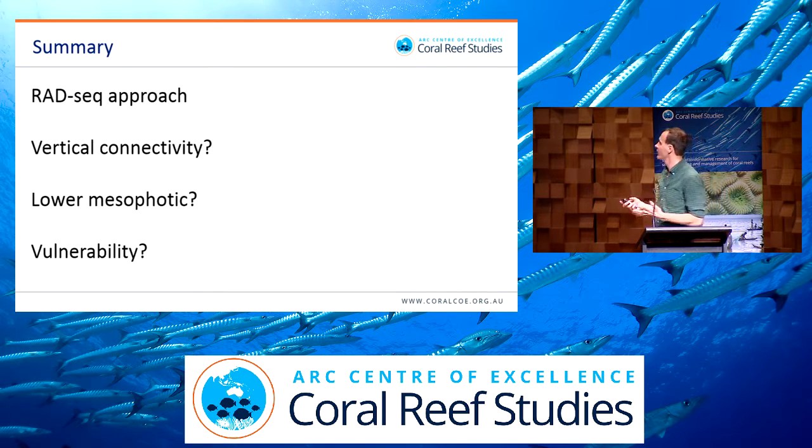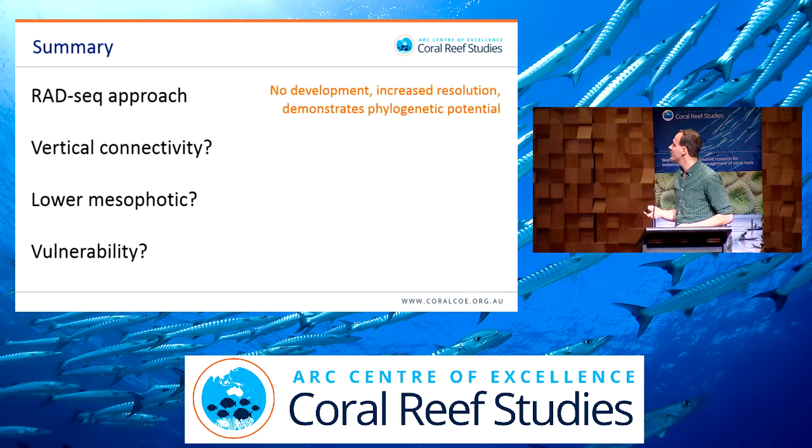Okay, so just to summarize, obviously this RAD-seq approach has really helped us progress some of these questions a lot more quickly, just because it skips that development phase. It gives us that increased resolution. In terms of connectivity, we can also look beyond that at signatures of selection, etc., which I won't have time to present now. But it also really demonstrates that phylogenetic potential for a lot of outstanding questions that we still have, particularly at this within-genus level, so shallow phylogenies.